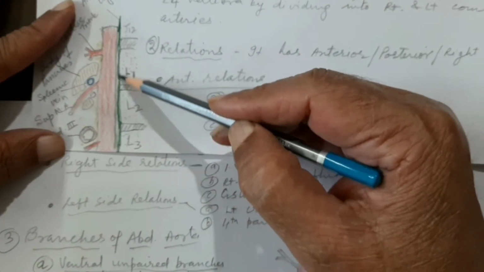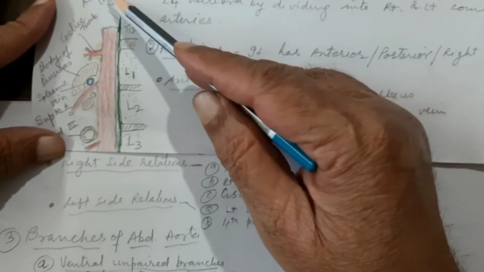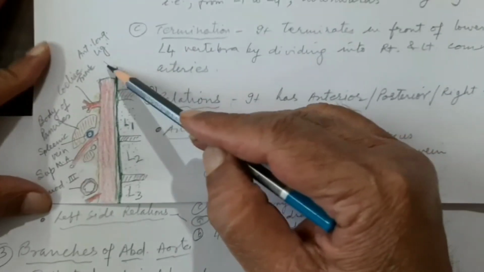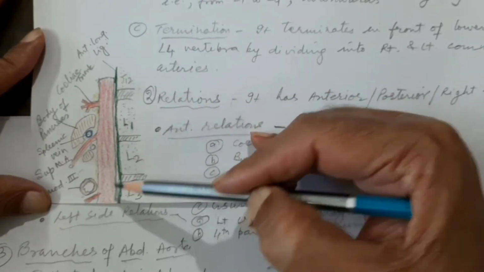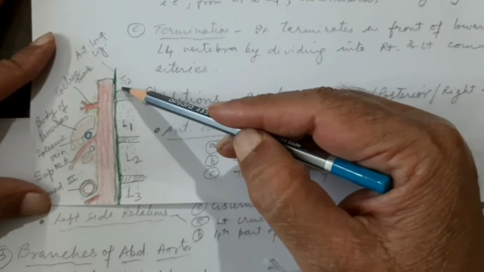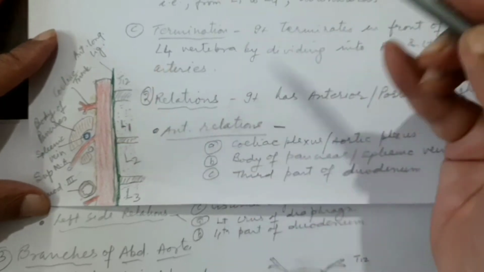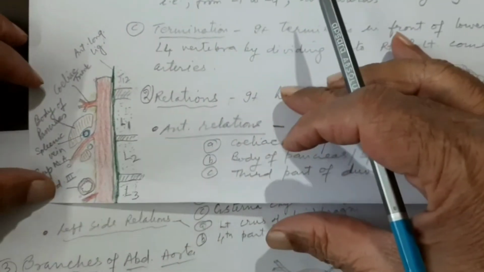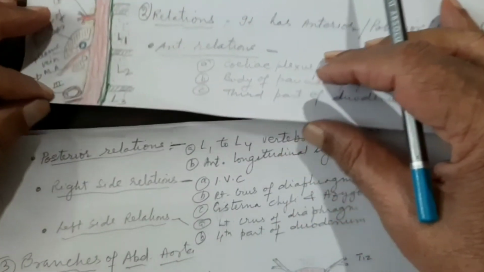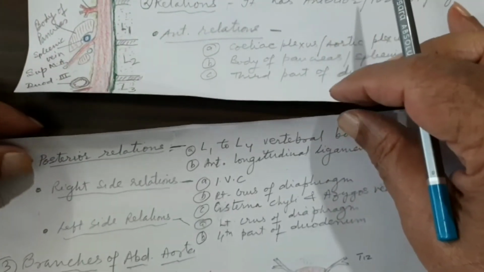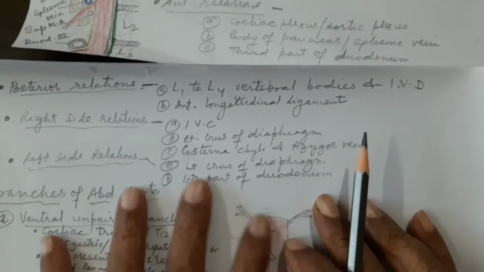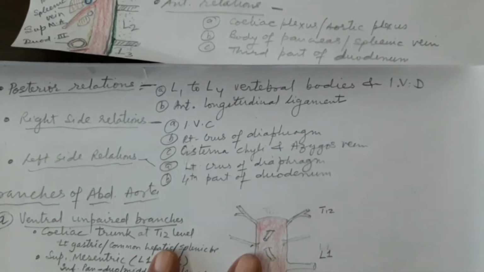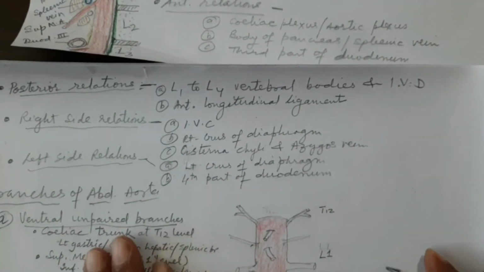And in front of this lies a strong ligament that is called the anterior longitudinal ligament, here in green color. So these two structures are related to the posterior aspect of the abdominal aorta. Now what are the structures which lie on the right side of the abdominal aorta? On the right side it is the inferior vena cava.